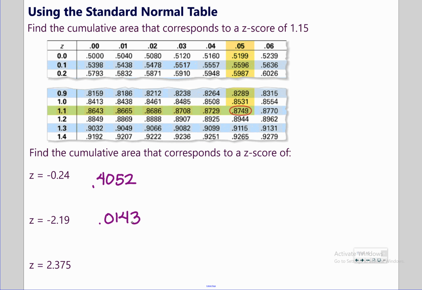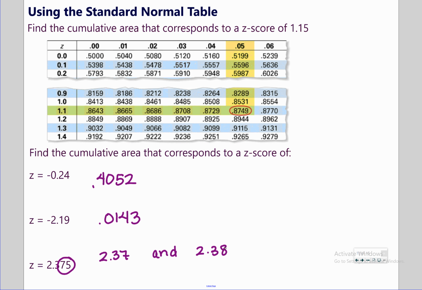Okay. And then 2.375. Now, this guy has a couple extra decimal places. So what we're going to do is we're going to look at what's below it and what's above it. So we're going to find 2.37 and 2.38. We're going to find those values, and then we're going to find the midpoint or average them to figure out what's in between the two. All right, so positive 2.37. On your positive side of your chart, find 2.3 and go over to 7 and then go over to 8.